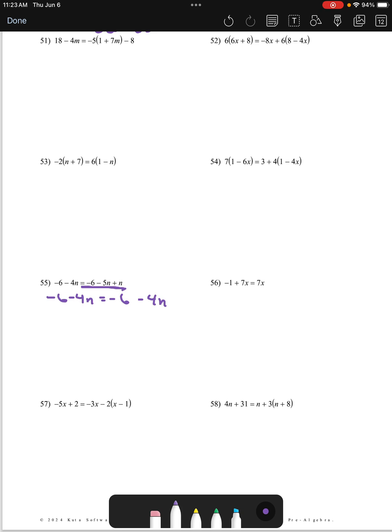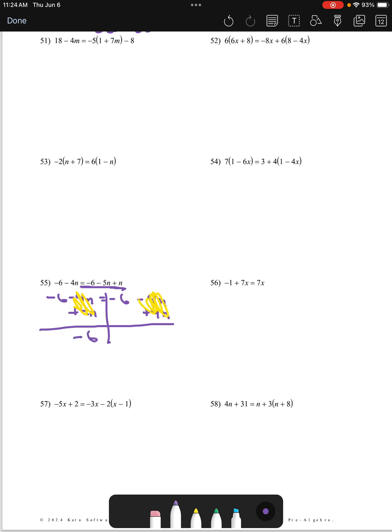Now some of you may already sense that something odd is going on here when you read this statement. Negative 6 minus 4n equals negative 6 minus 4n. That sounds reasonable. Let me take this a step further. If we wanted to get our n's on the same side, we normally say which is smaller. Well, they're exactly the same, so technically neither one is bigger, neither one is smaller. But if I wanted to put them together, I would add 4n to both sides.